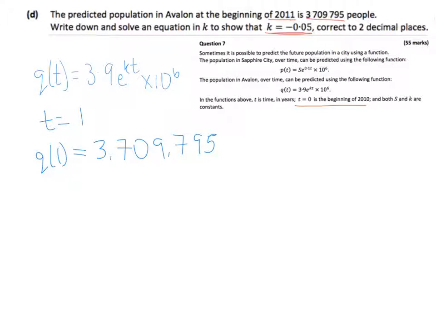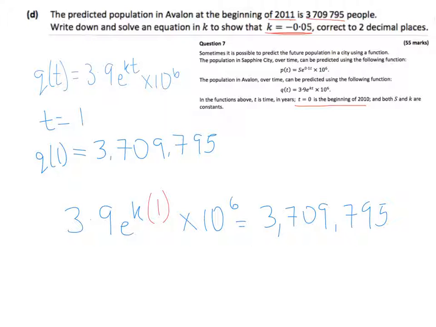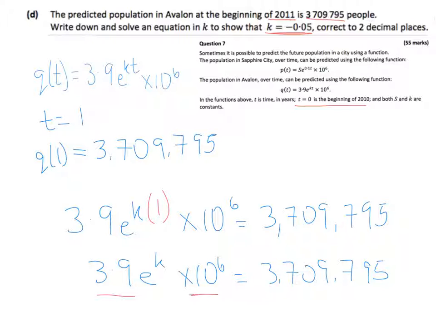Okay, so that's going to give me 3.9 e to the power of k times 1, multiplied by 10 to the power of 6 is equal to 3,709,795. Okay, so just tidying that up, I get 3.9 e to the k by 10 to the power of 6 is equal to 3,709,795. Now, in order to get e to the power of k, or to get k on its own, I know I can get rid of these from here. And how do I get rid of them? Well, I would divide across.